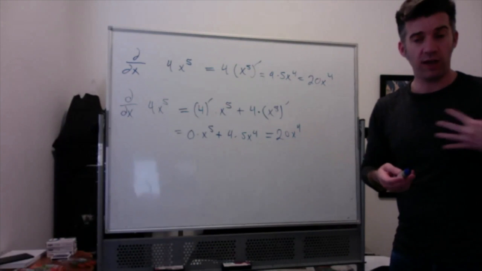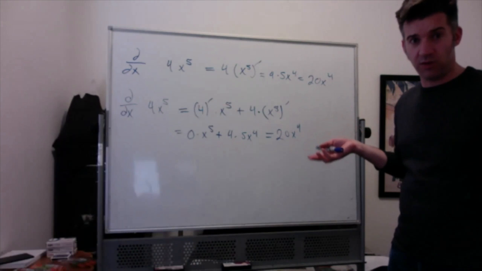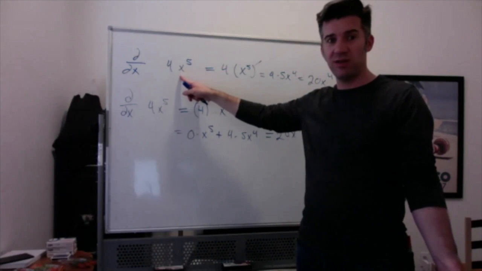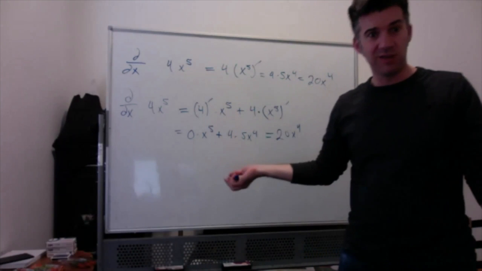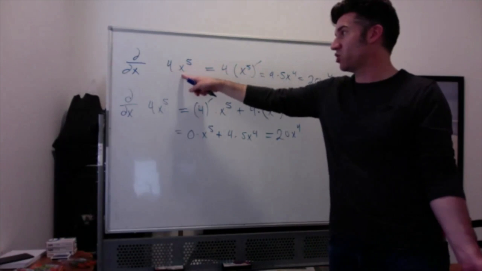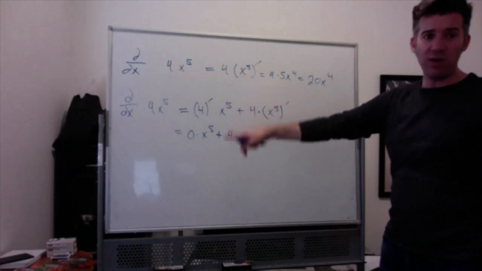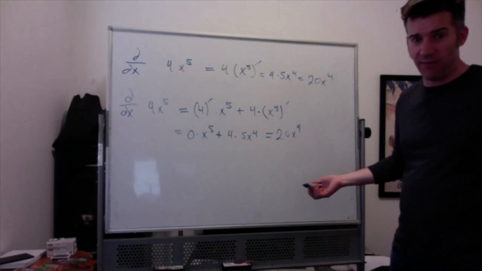So what I'm trying to say here is you can totally use the product rule if you've got the derivative of a constant times a function, but you don't really need to. You can say, oh, the derivative of a constant times a function is just the constant times the derivative. If you want, you could also go the product rule route, but you don't have to.